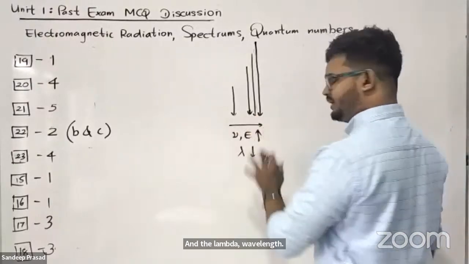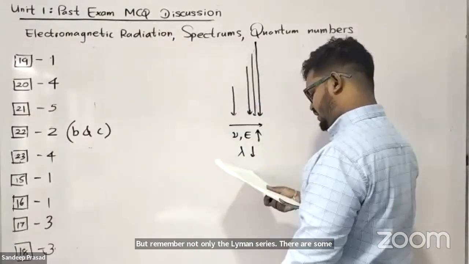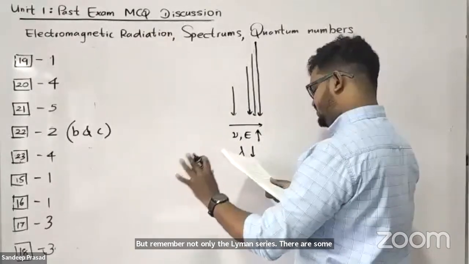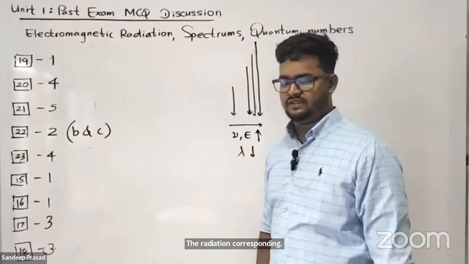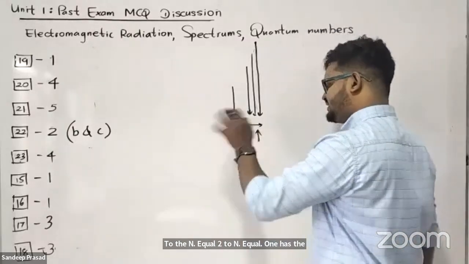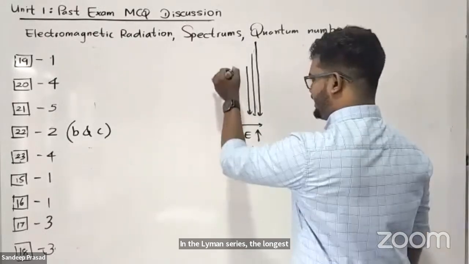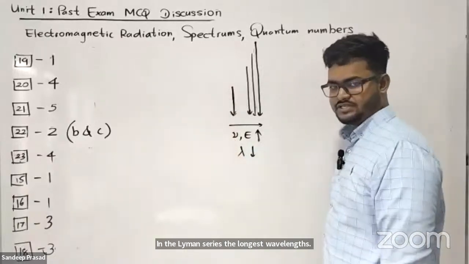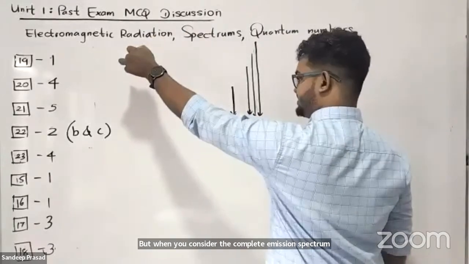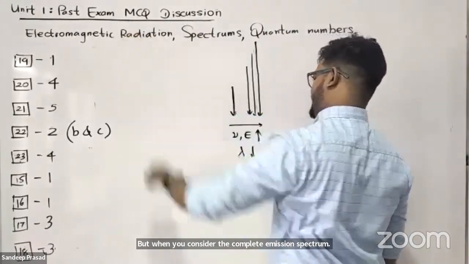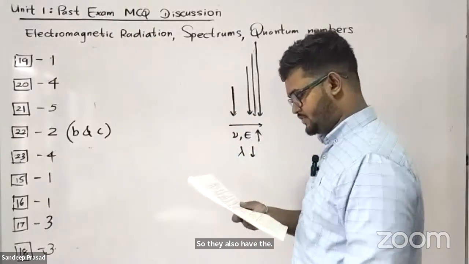But remember, not only the Lyman series, there are some other series as well: Balmer, Paschen, Brackett, Pfund. So therefore, we cannot say that the radiation corresponding to N equal 2 to N equal 1 has the longest wavelength. That is wrong. In the Lyman series, that's correct. In the Lyman series, the longest wavelength belongs to the N equal 2 to N equal 1 transition. But when you consider the complete emission spectrum, there are some other series, Balmer, Brackett, Pfund. So they also have wavelengths greater than Lyman. Therefore, the first statement is wrong.